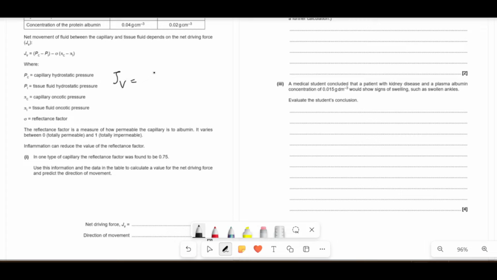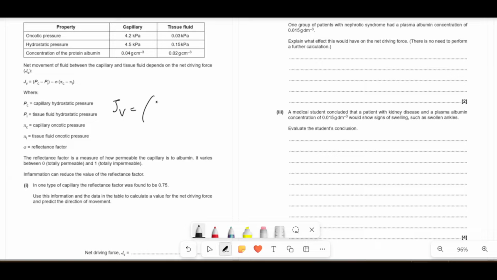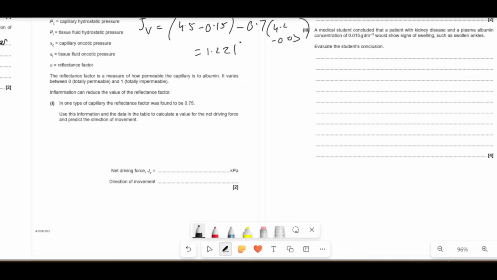So JV equals PC, which they've told you is the hydrostatic pressure in the capillary. So that's 4.5, minus the hydrostatic pressure in the tissue fluid, which is 0.15, minus the reflection coefficient, which is 0.75, times the oncotic pressure of the capillary minus the tissue fluid. So we should get 4.5 minus 0.15 minus 0.7, 1.221, and then obviously follow the number of significant figures they give you in the question, so 1.22 kilopascals.